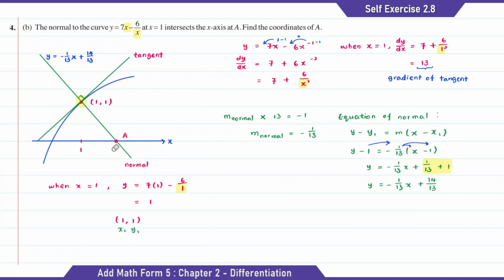Point A is the x-intercept. Therefore, the coordinate y is equal to 0. To find the coordinate A, substitute y equal to 0 into the equations of normal. Then 1 over 13x equal to 14 over 13. So here I can multiply both sides with 13. So the 13 here will be cancelled. Therefore, x equal to 14. Then the coordinates of the points A will be 14, 0.